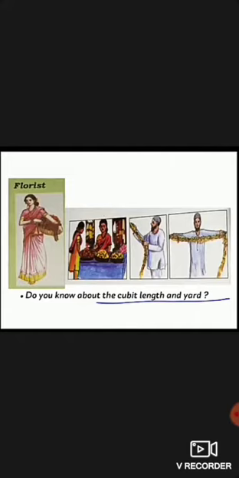stringed flowers we can see in the market are sold in the measurement of cubits and yards. Cubit and yards are the informal measurements. Do you know about the cubit length and yard length? So the cubit and yards are informal measurements. So what is the meaning of cubit? Cubit means length from the tip of the middle finger to the elbow.